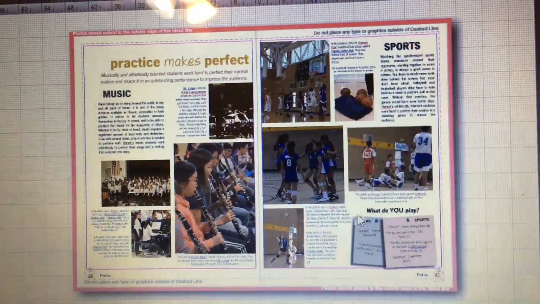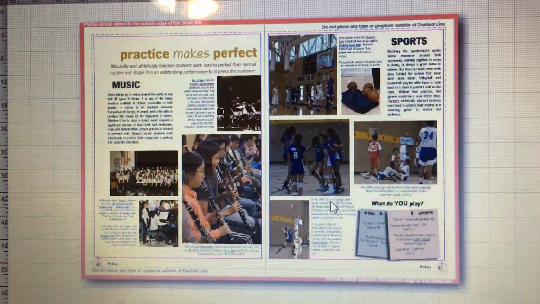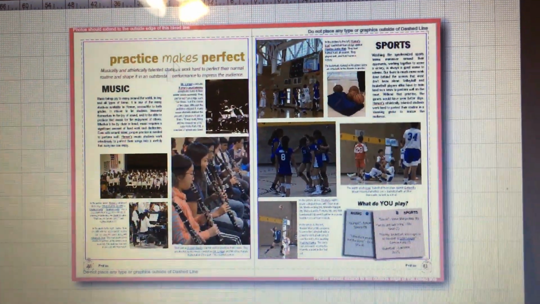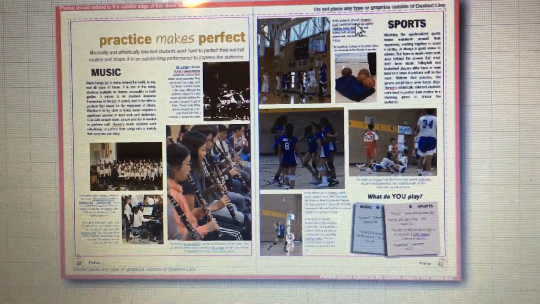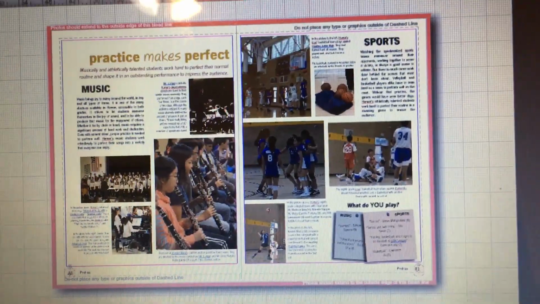As you can see, the captions are mostly limited to the outside. You want to keep them on the outside of photos. You don't want to trap anything between the boxes that makes it look ugly. As you can see, this is really clean. It's easy to read. It's organized.